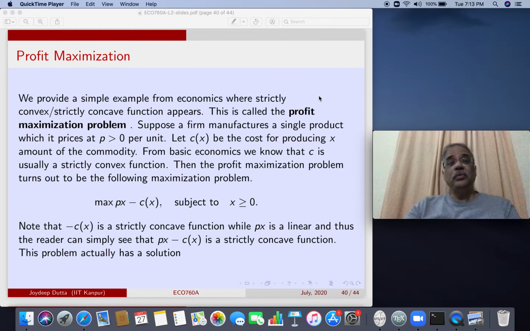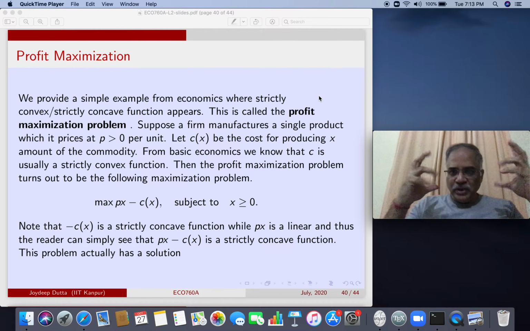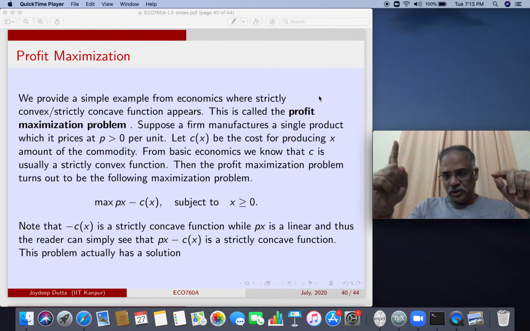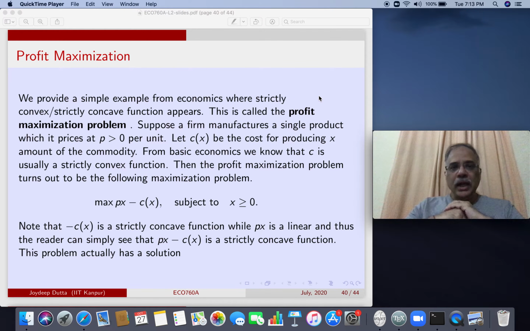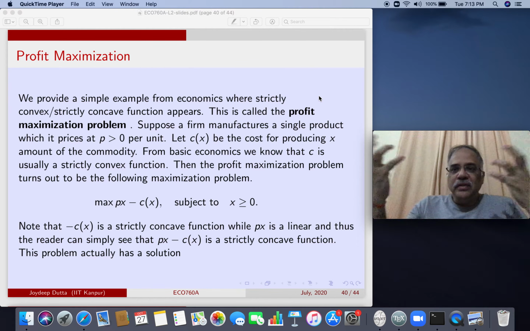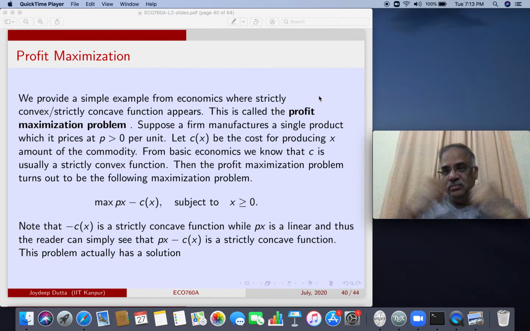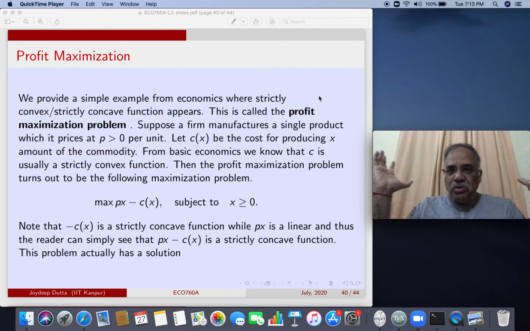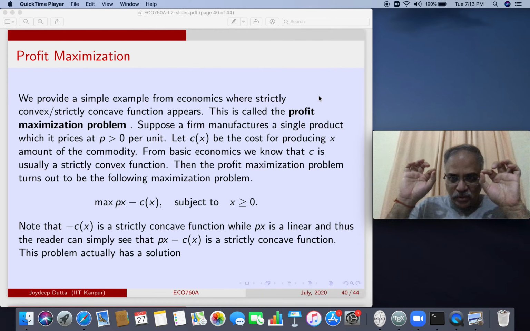Dear students, we are going to discuss just this slide called profit maximization, because we need to link what we have learned about convex functions or strictly convex functions with something in economics. Assume that there is a firm which makes only one product and it fixes a price P for selling each unit of the product, maybe a piece of chocolate, right? Or a quantity of something, maybe ghee, maybe Coca-Cola, whatever. I'm not talking about what exactly the thing is.